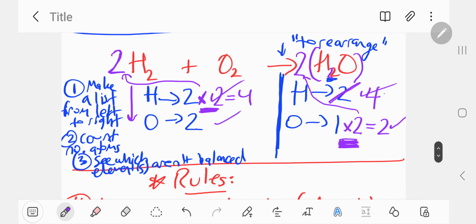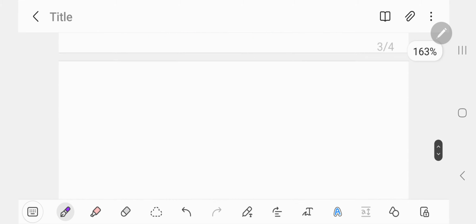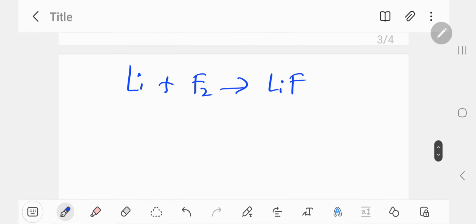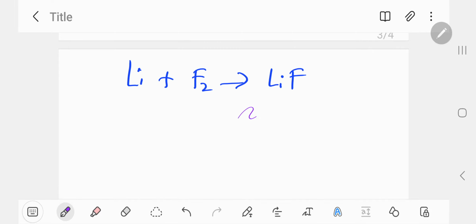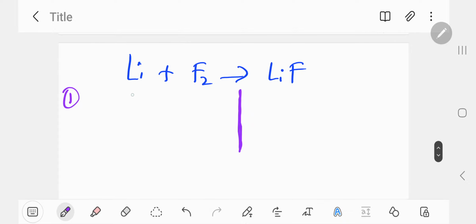I'm going to do some more equations. I'll do a simpler one now. Let's go back to blue. Let's do another classic. Lithium plus fluorine gives you lithium fluoride. Back to the recipe, step 1. Okay, let's separate this thing. Step 1 is to count. Okay, so, or before that I should say, is to make a list. So from left to right, make a list, lithium first, then fluorine, and the same thing on the right.